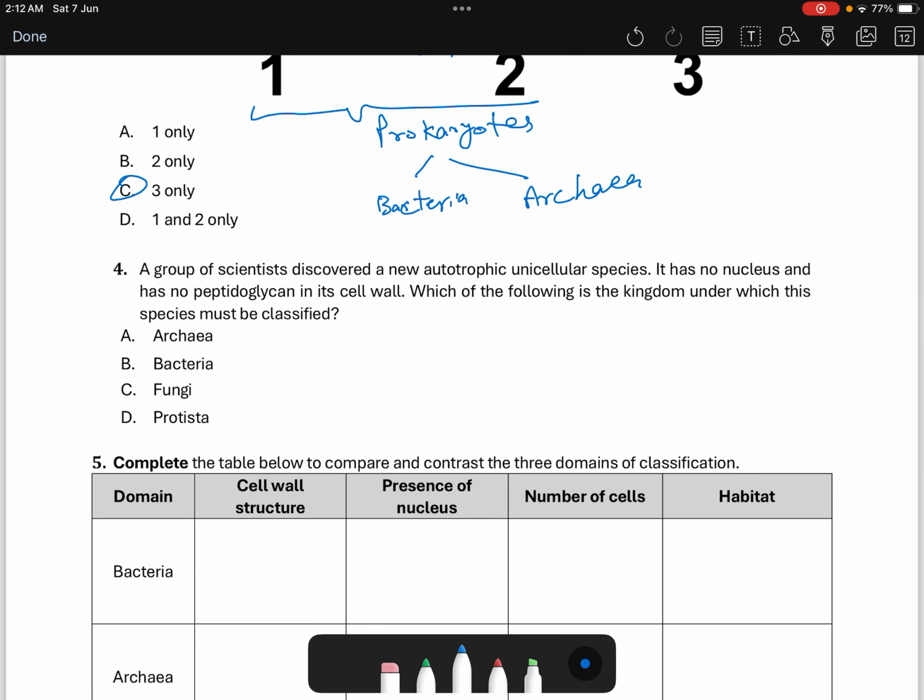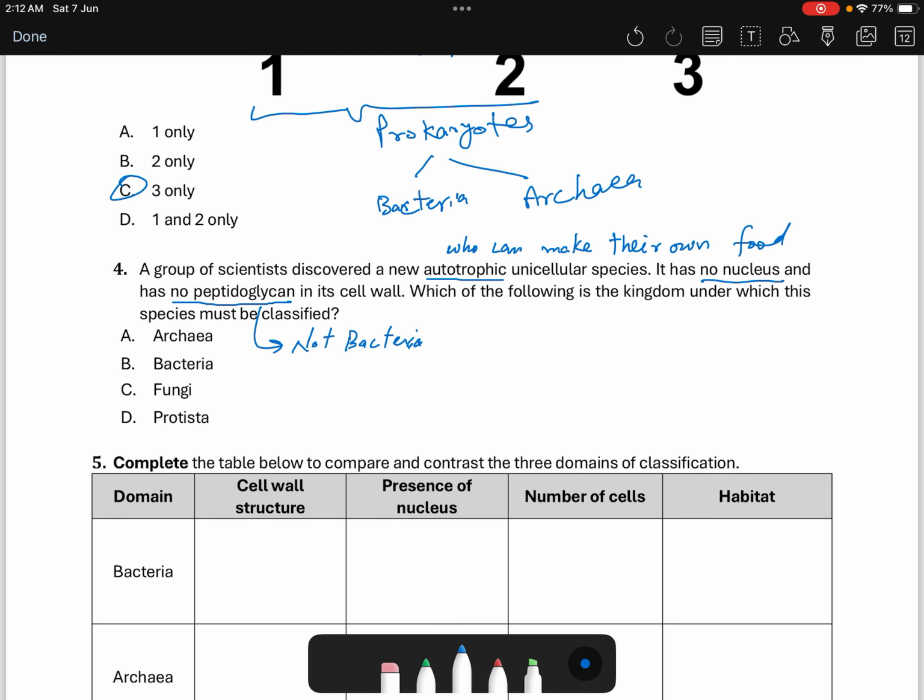A group of scientists discovered a new autotrophic, unicellular species. Autotrophic, who are autotrophic? Who can make their own food? It has no nucleus and no peptidoglycan. So when there is no peptidoglycan, it means it is not bacteria.